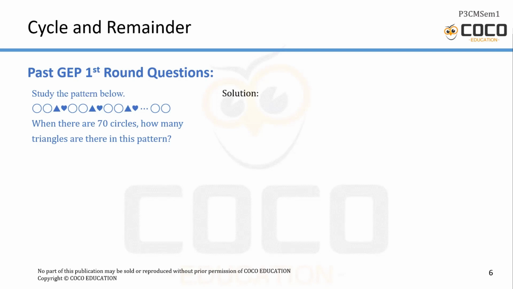So again, I need to find the pattern. We notice that there are 4 shapes in one pattern, right? Since there are always 4 shapes in one pattern, and every pattern contains 2 circles, so when you have 70 circles, I use 70 divided by 2. I think there are 35 patterns, correct?